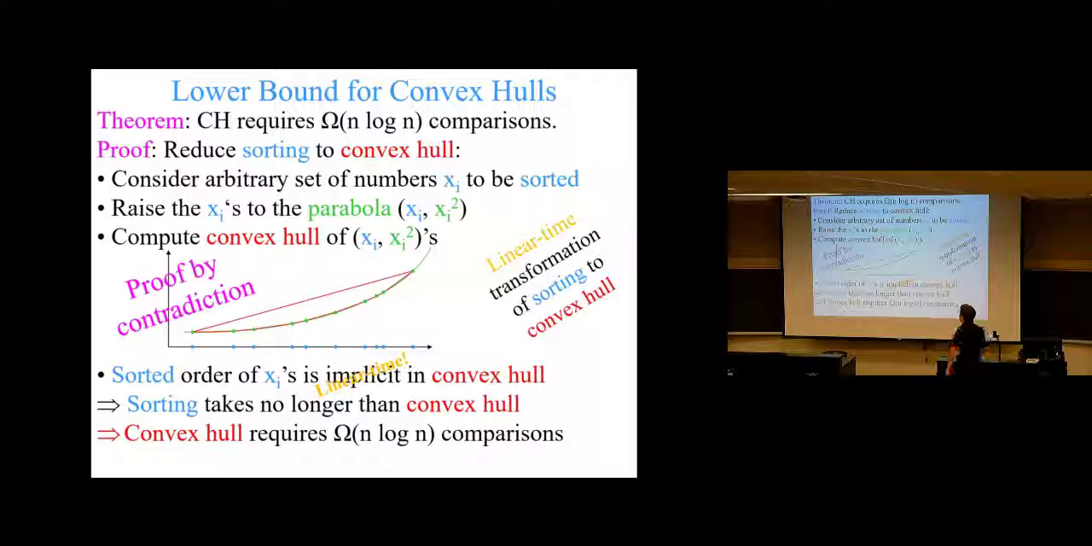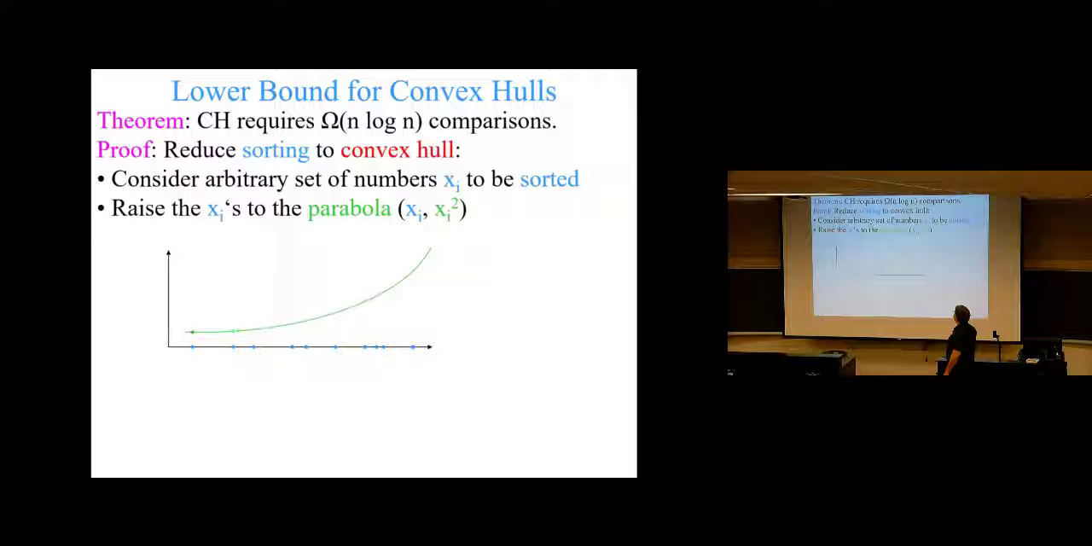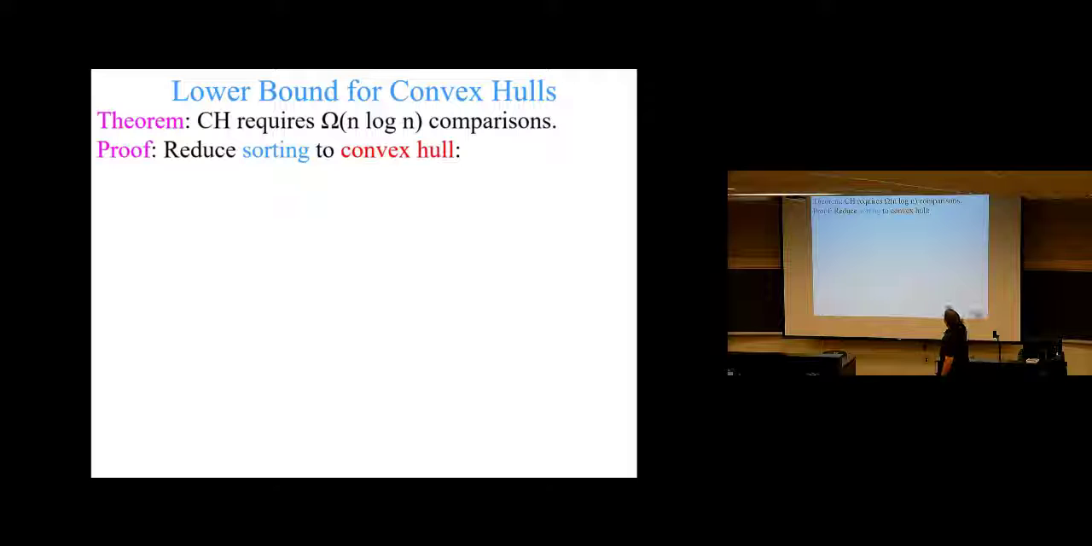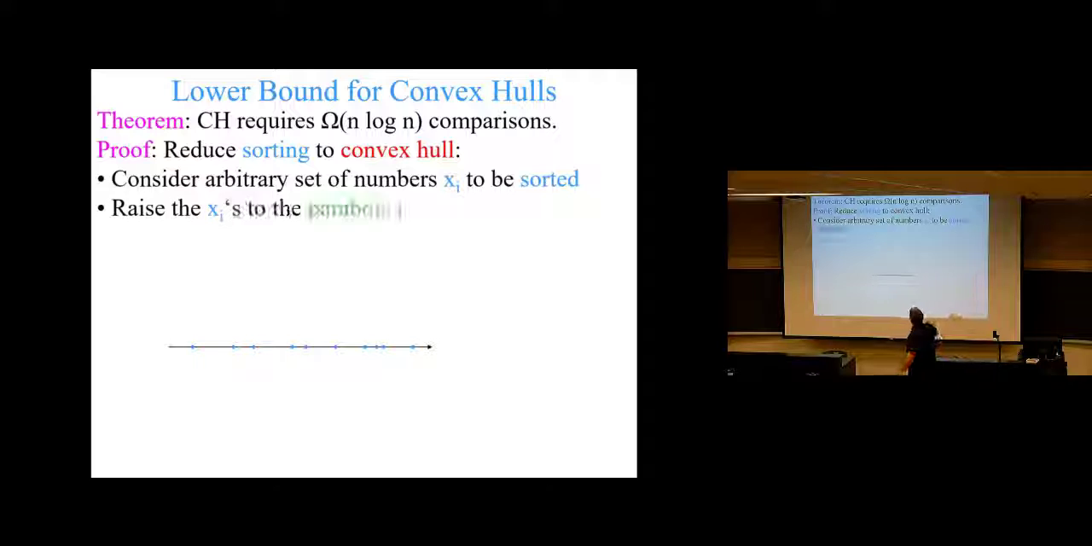But here it does. So again, what's the argument? We're reducing the problem of sorting to the problem of convex hull. It's a reduction, a transformation of one problem to another problem. We'll see many other transformations later in the course, especially when we talk about NP-completeness. So how do we reduce sorting to convex hull? Take an arbitrary set of numbers to sort. These are the x sub i's. We want to sort them, but we don't want to spend that log n time.